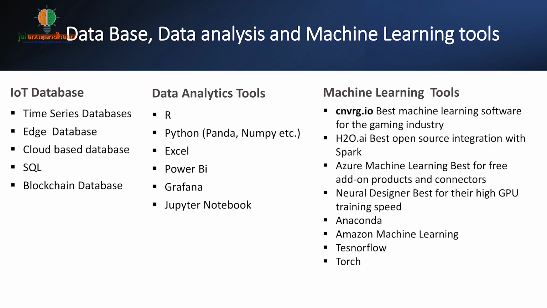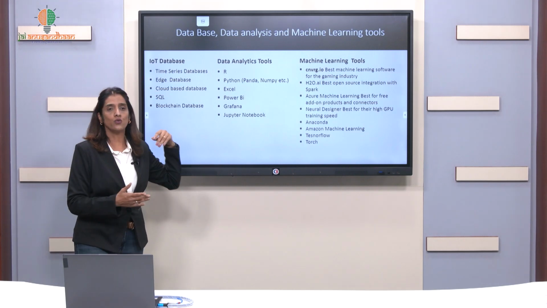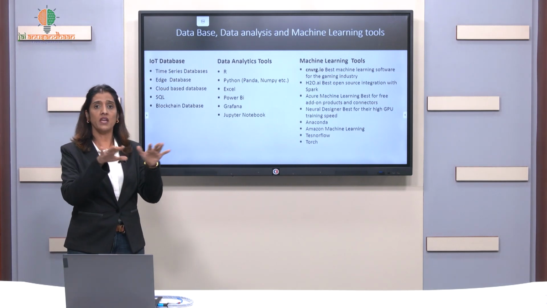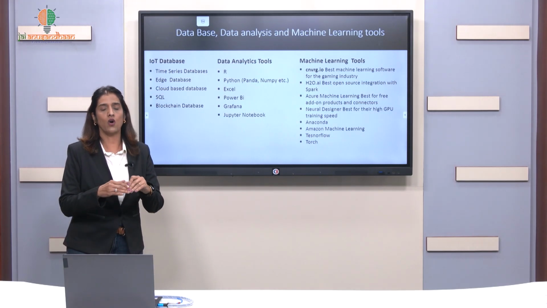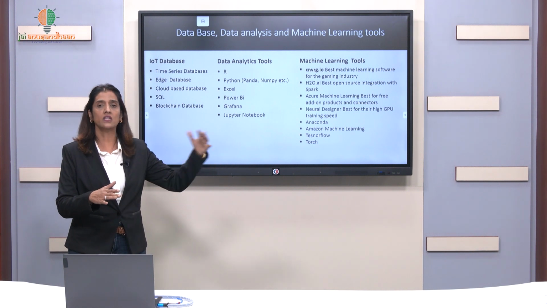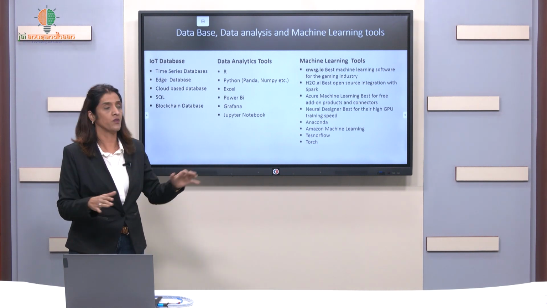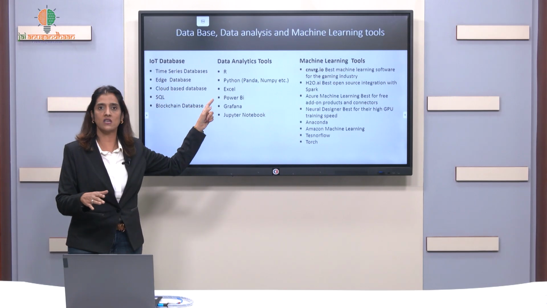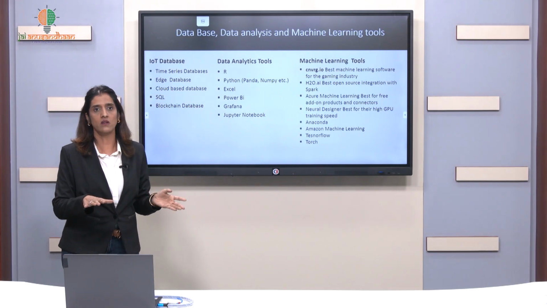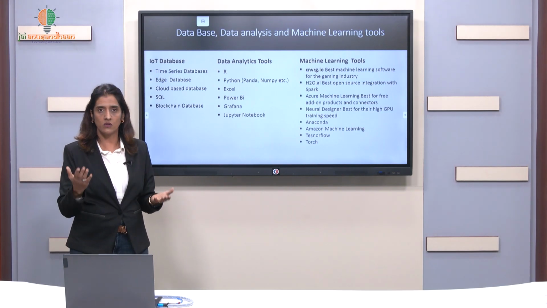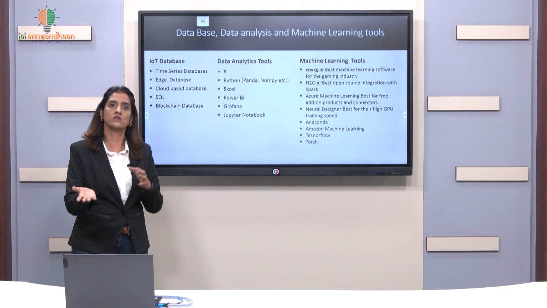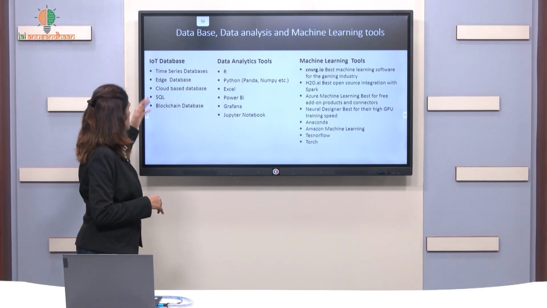For example, IoT databases are time series database, edge database, cloud based database, SQL or blockchain. When I say edge database, it is the database available at the edge level, which, as I already explained, is the level of computing available in a nearby location, for example the local server. The database available on the local server or local edge level is called an edge database, whereas the cloud vendors which offer the database, it is called a cloud based database. So these are the databases.